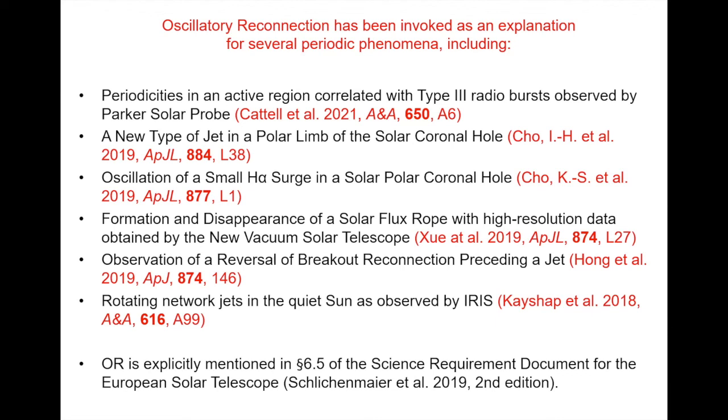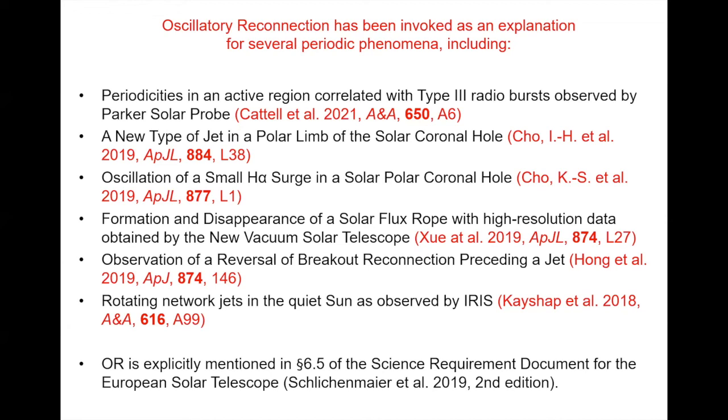It's been used for the formation and disappearance of a flux rope in data from the New Vacuum Solar Telescope. It's been used in observations of the reversal of breakout reconnection. The system I'm describing is clearly related to breakout reconnection. And finally, I just wanted to bring your attention to a paper there about rotating network jets observed by IRIS. Oscillatory reconnection, which I've written as OR there, is also explicitly mentioned in the science requirement document for EST. That's the European Solar Telescope, in section 6.5, if you want to go and have a look.